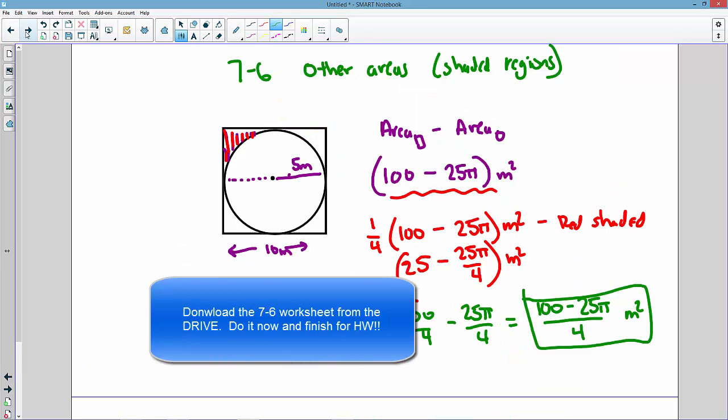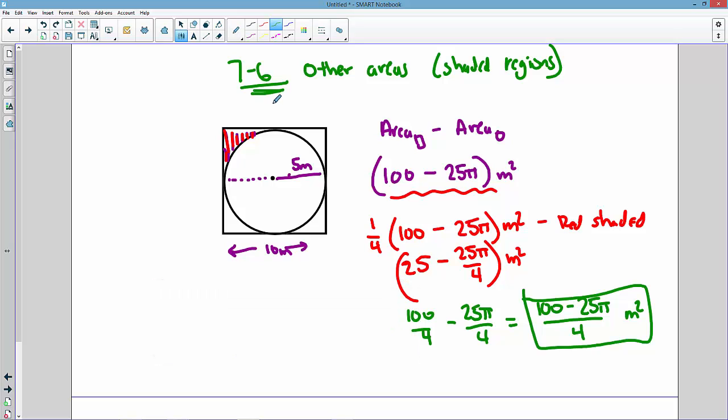Don't get bogged down on the 7-6 sheet, okay? It's on the drive. You can download it right in Notability. I'm sorry, it won't be on the website. The video will be on the website, but this will also be on Backpack sometime tomorrow afternoon. Okay, but you should download it right now from the drive and work on this.